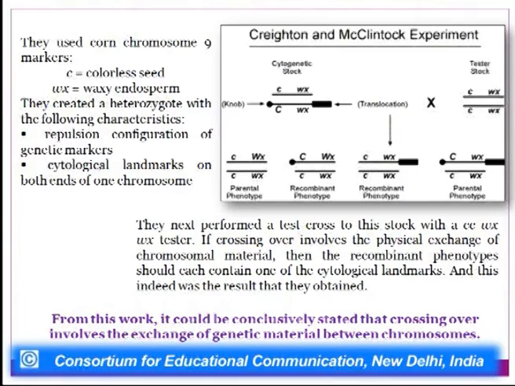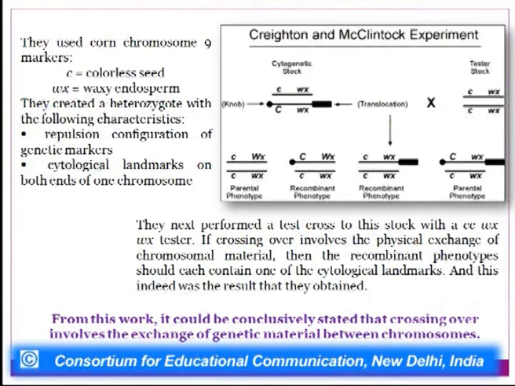So they next performed a test cross of this stock with a small c WX, WX tester. As you can see, the cytogenetic stock was basically the small c WX and a capital C WX. And there was a translocated part on one of the chromosomes and there was a knob, the cytological mark. So capital C WX, WX was the small, WX was the translocated part. One of the chromosomes has a knob, which is a cytological marker, and the capital C WX is therefore a repulsive phase of linkage.